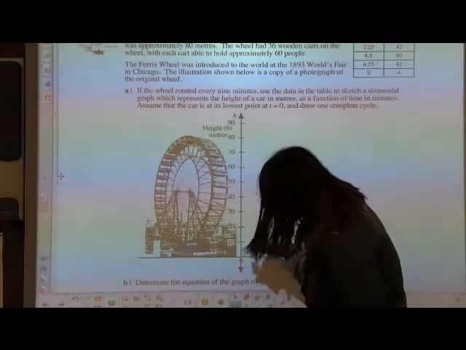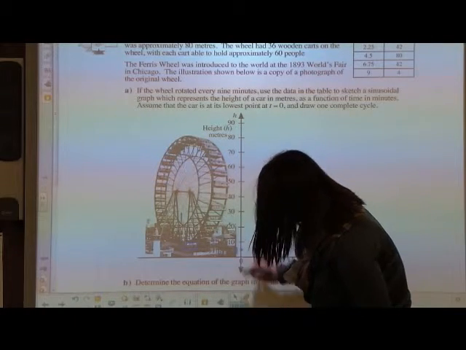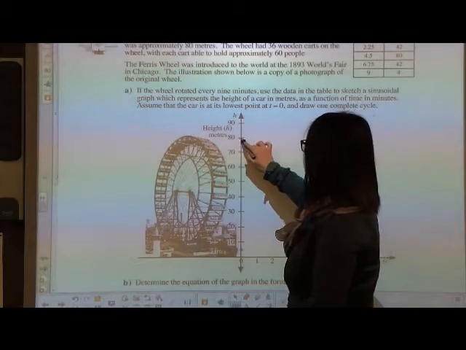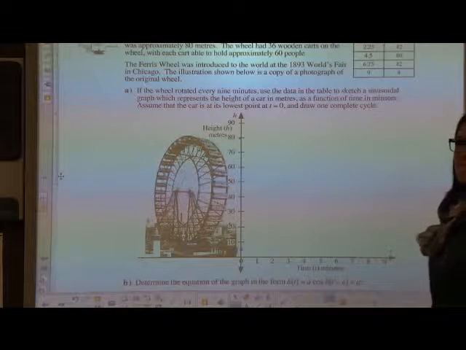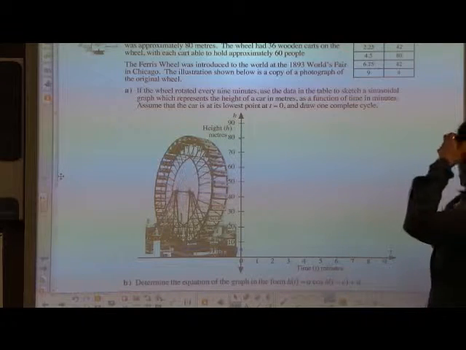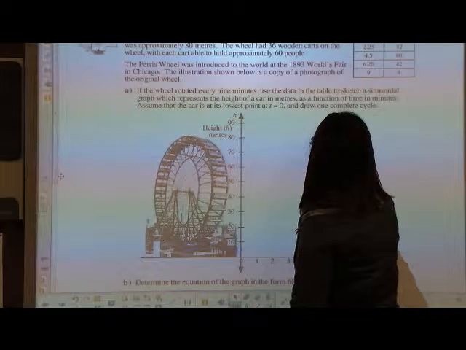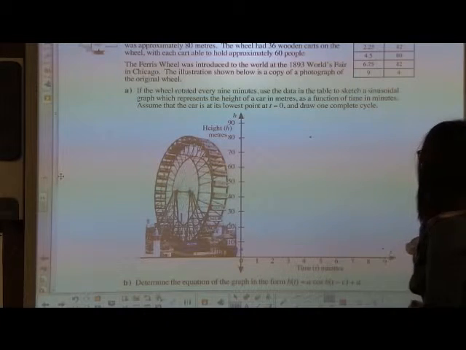4 meters. So that's where my starting point is going to be; I want to graph this at approximately 4 meters. What is the maximum height the Ferris wheel is going to get? 80. So it's going to go up to this point here. How long does it take to get to 80? Oh, wait, half the time. So at 4.5 minutes. And then at 9 minutes, it's going to be back down to its 4.